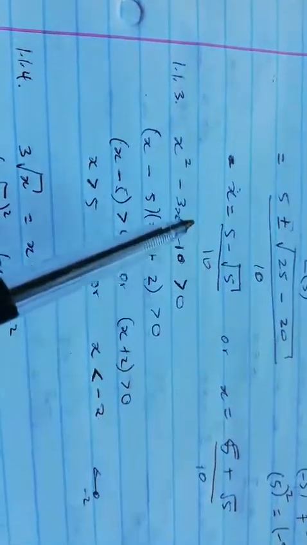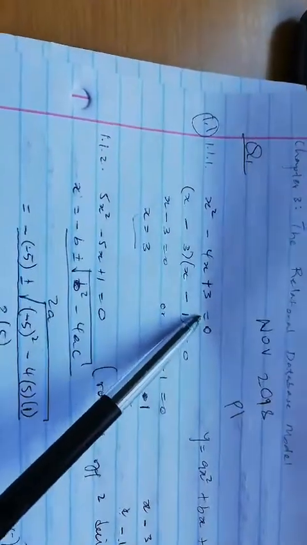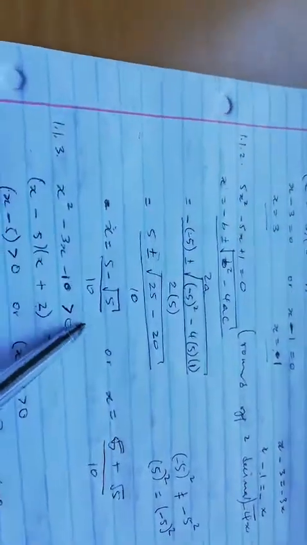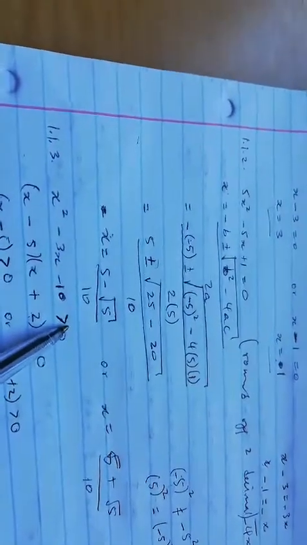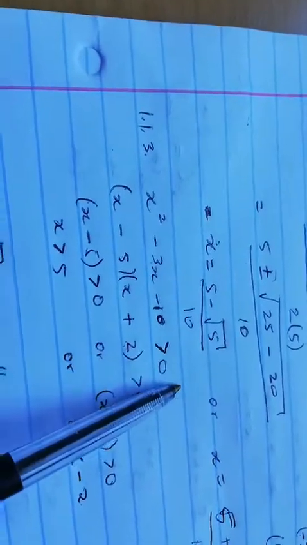And then the next question is x squared. Now instead of having an equal sign here, we have an inequality sign, and this one is greater than. So our equation is x squared minus 3x minus 10 greater than 0. We want to find the values of x so that when you substitute them back here, they're actually greater than 0. That means they're positive.